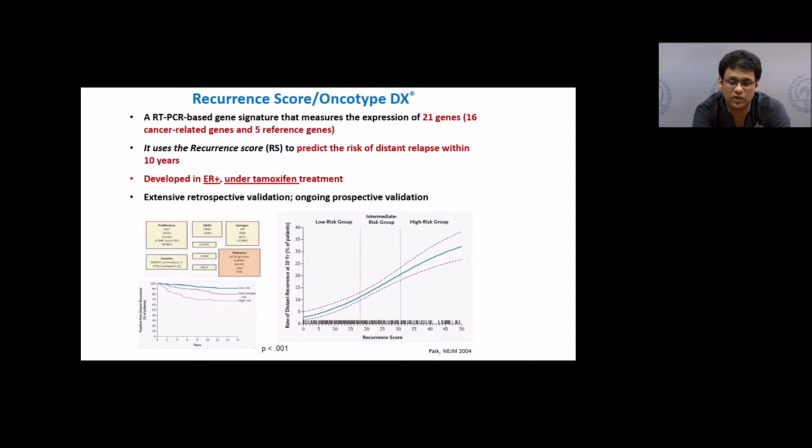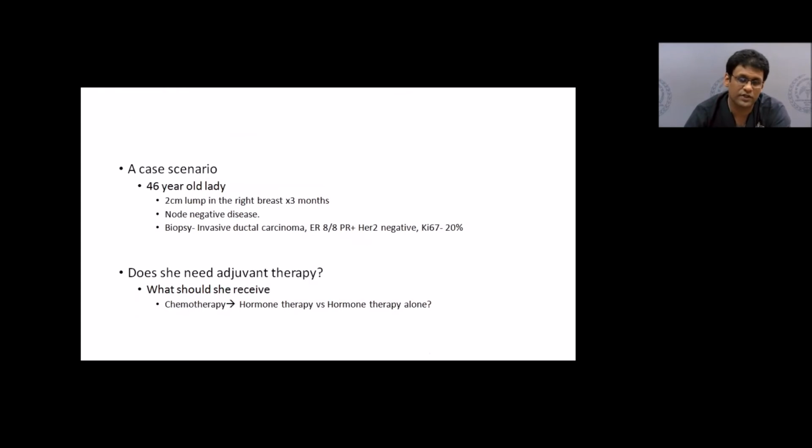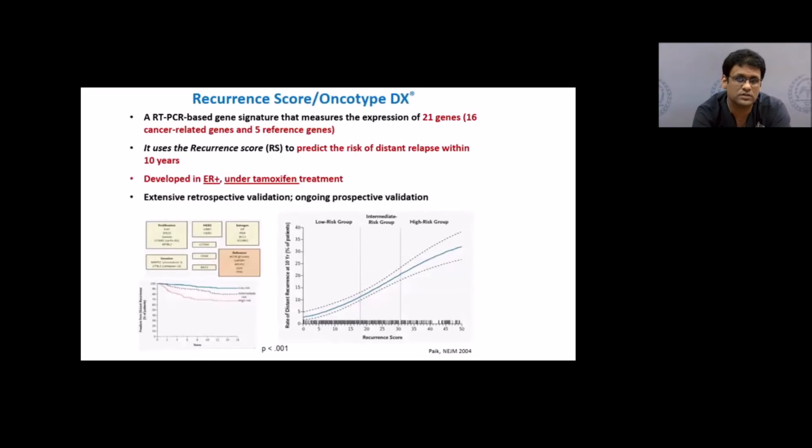So what they have done is, this exact patient, if she came to the US, what would happen to her is they would take her biopsy block and run a 21 gene panel on it, which has already been shown to predict relapse. And so if the patient came under the low risk group on that panel, then she doesn't need chemotherapy. She needs only hormone therapy. If she came as the high risk group, she definitely needs chemotherapy. Hormone therapy alone would be inadequate therapy. And intermediate also, she can receive only hormone therapy.